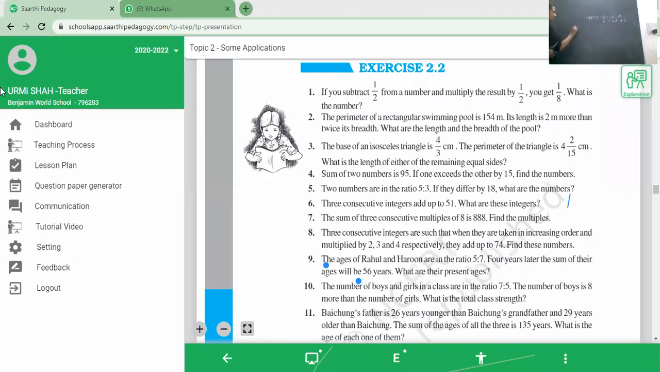Now we are moving with the perimeter of the rectangle, which is equal to the formula 2 into (L plus B). What is given as the perimeter? Perimeter is given as 154. Let me write over here: 154 is equal to 2 times. What is the value of L? The value of L is 2x plus 2. And what is the value of B? B is equal to x meter. Now understood?